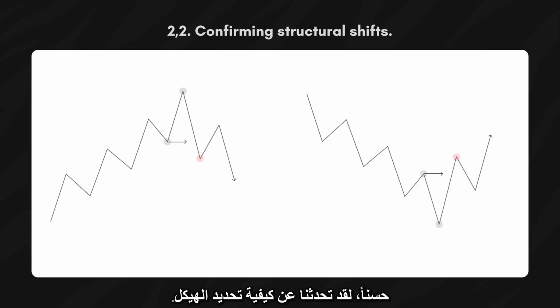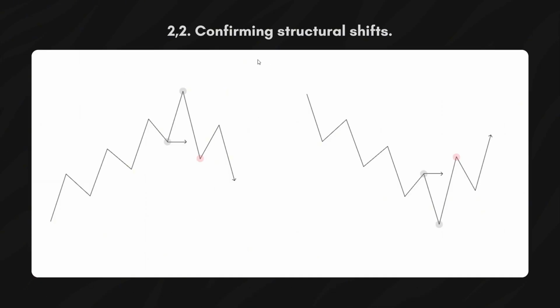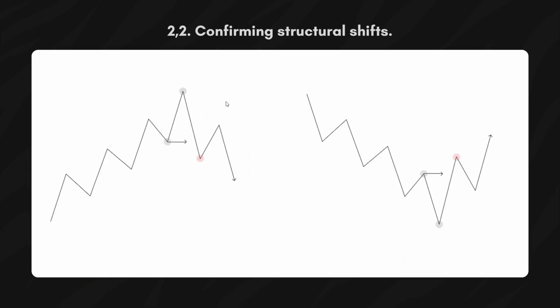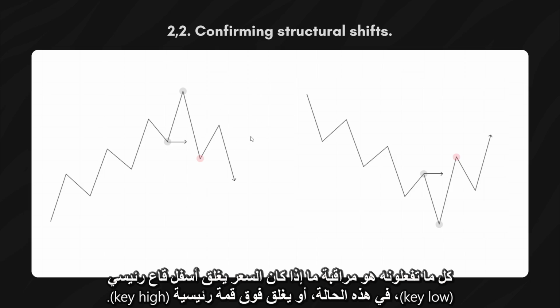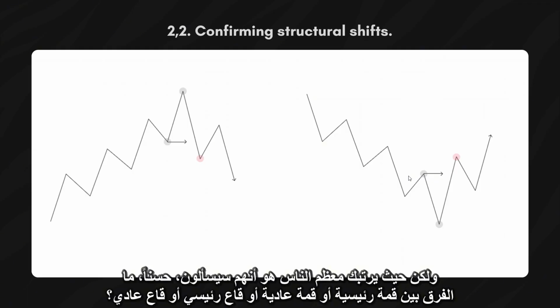Okay, so we've talked about how to define structure. Now, let's talk about how to confirm structural shifts. Honestly, this might sound a bit more complicated than it is, but it's actually super straightforward. All you are doing is watching to see whether price closes below a key low in this case, or closes above a key high, and that's what signals a shift in structure.